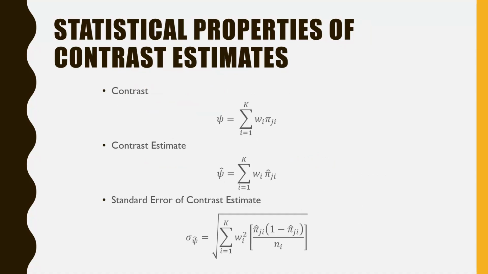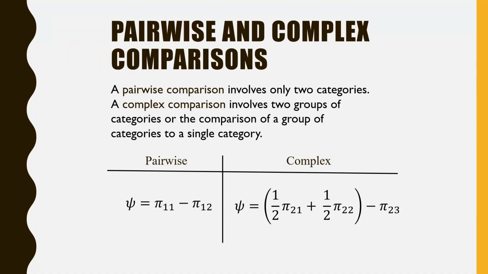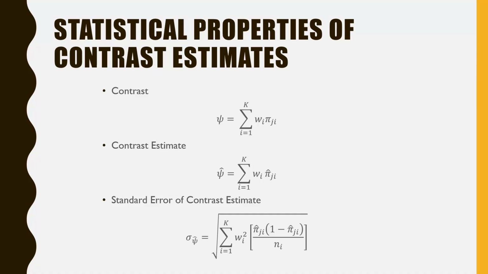That's what I'm looking at in this first formula here. I'm summing up a weight times the proportion, so 1 times pi 1,1 plus minus 1 times pi 1,2, and that gives me my pairwise proportion. Similarly for complex, notice the half is actually written in there, so I have half times pi 2,1 plus half times pi 2,2 plus negative 1 times pi 2,3. So in general, a contrast is simply a weighted sum of proportions.